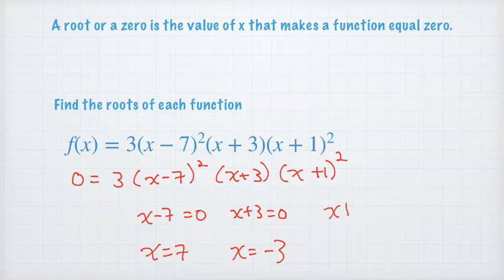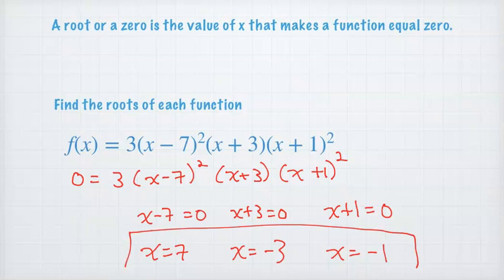Can x plus 1 equal 0? Sure it can, and that value that makes it equal 0 is negative 1. So we say that this function right here has 3 roots, 3 zeros, 3 solutions. Those are 3 ways of describing the same thing. 7, negative 3, and negative 1 all make this function equal 0.